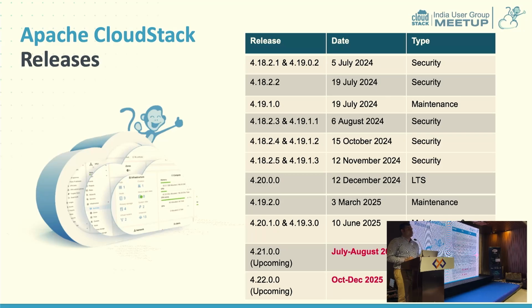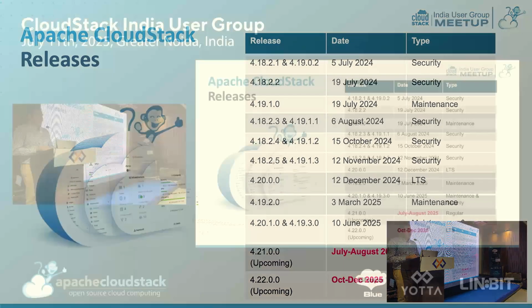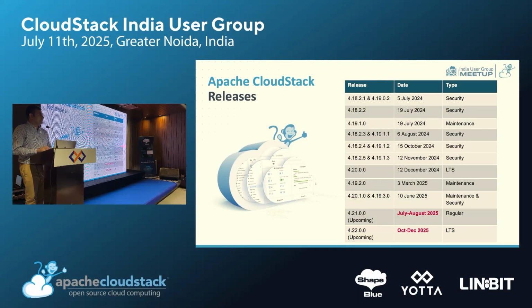These are some of the CloudStack releases in the last 1 year. You will see there is a lot of activity going on, which again is to prove my point that it's a super active community doing a lot of maintenance LTS releases. In fact, the next upcoming release is the 4.21 release, which we're targeting.